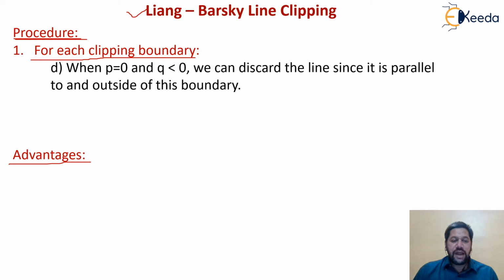We have learned in the previous slide steps A, B and C. Now we consider step D. When P is equal to 0 and Q is less than 0, we can discard the line since it is parallel to and outside of this boundary. So we have seen this test: the parallel line which is outside the boundary, and the parallel line which may be inside, when P is equal to 0. When P is positive, not 0, it indicates that some part of the line is inside the clipping window. So we have to consider the intersection point and proceed further.